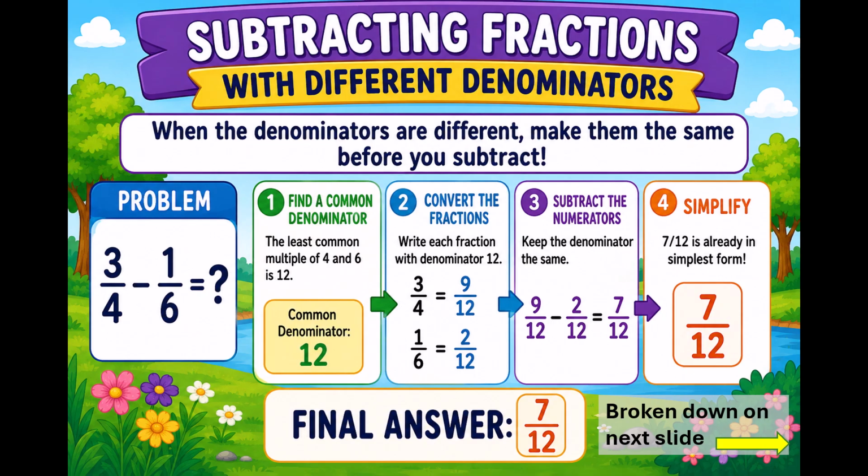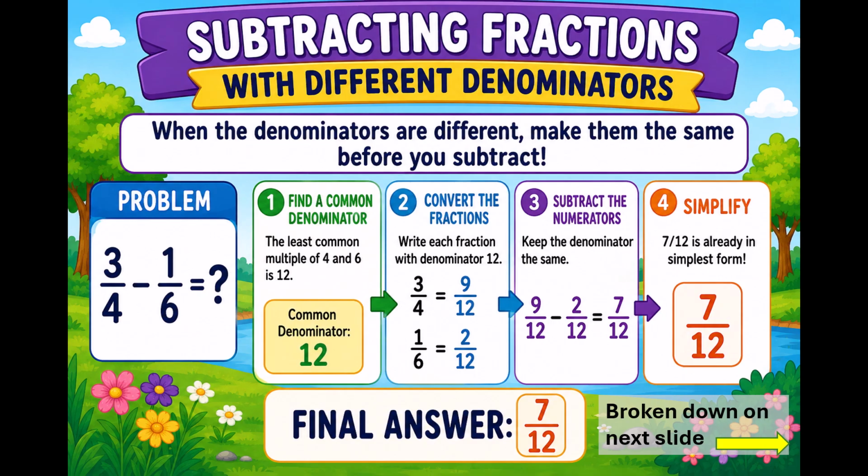All right? So in step 2, change each fraction to an equivalent fraction with a denominator of 12. 3/4 equals 9/12. 1/6 equals 2/12. So step 3, subtract the numerators. 9 minus 2 equals 7. Keep the denominator 12. So 9/12 minus 2/12 equals 7/12. Step 4, check to see if the answer can be simplified. 7 and 12 have no common factors other than 1. So 7/12 is already in simplest form. Okay? So final answer is 3/4 minus 1/6 equals 7/12.